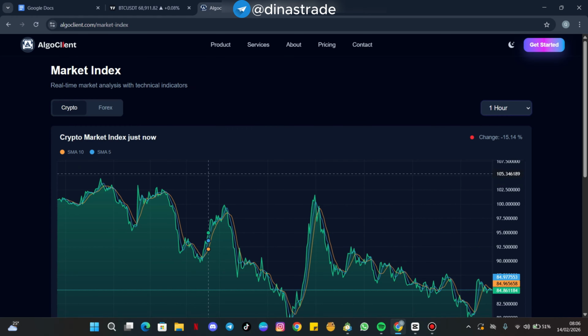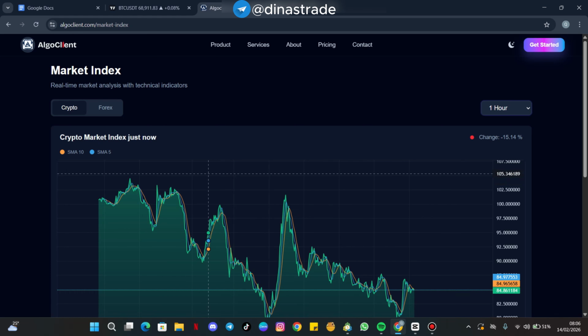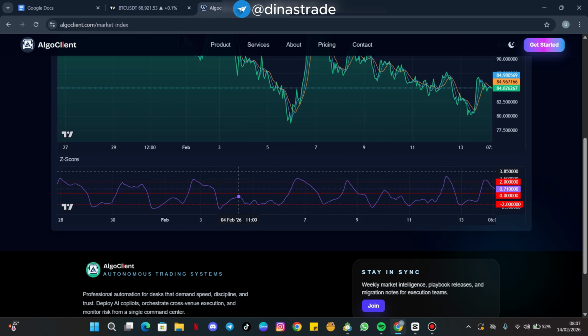You can also get your analysis by using different time frames. I recommend making use of the 1 hour time frame, but you can also come here and select a different time frame. And you also have the Z score here, which measures how the crypto market has deviated from the mean. For example, at this point here, we see a very huge deviation from the market between February 5 to February 7th.